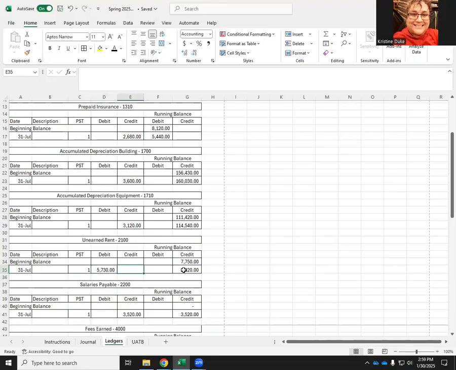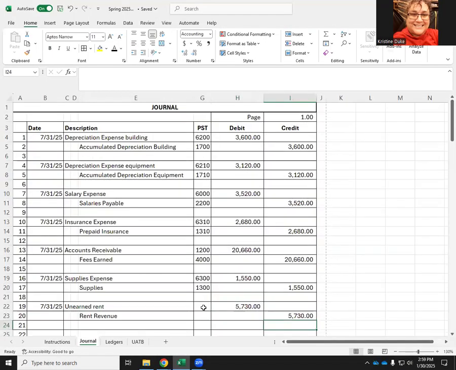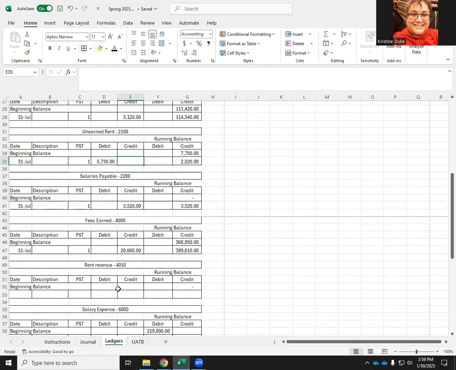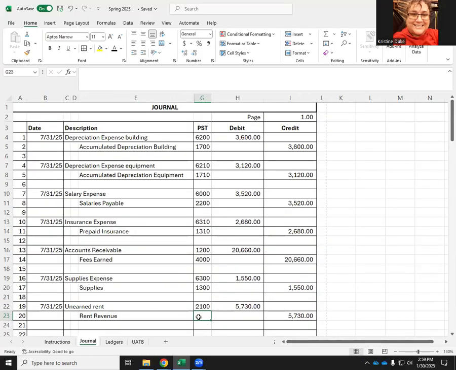See how that updates it real nice and pretty? 2,100. See, even sometimes the book even tries to stump me. Okay, 5,730. All the way down here. That is going to be my revenue. There we go, 4010. Okay, looking at all of this, I've got it all updated. Yay, what more in life could I want?